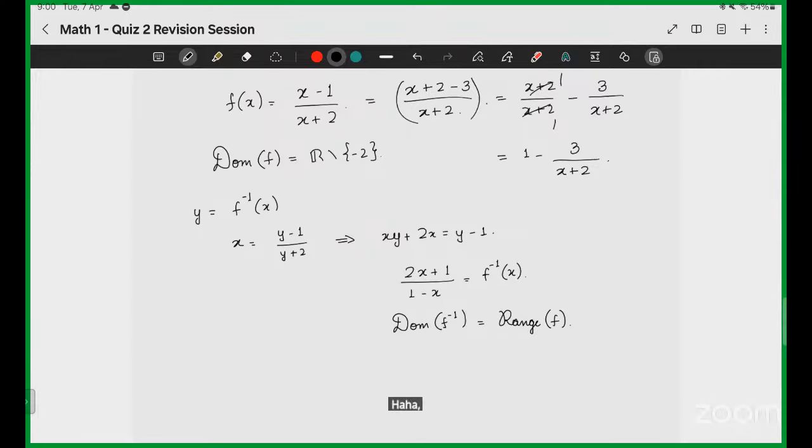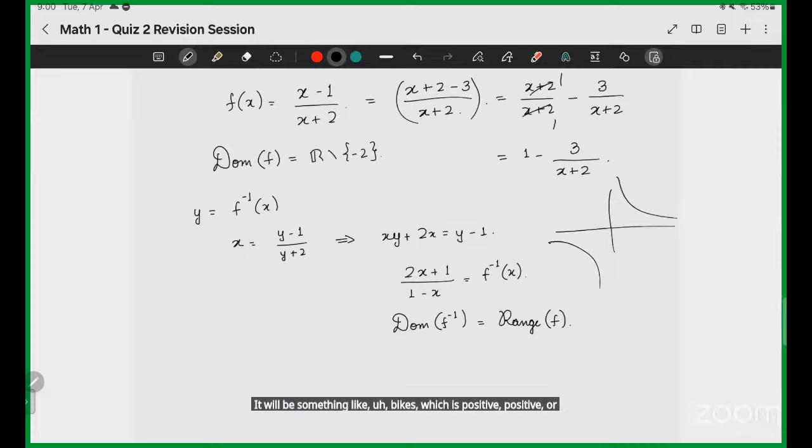Exactly, sir. Because this 3 by x minus 2 cannot be 0. Okay. So if you look at the graph of 1 by x, it will be something like this. Are you aware of the graph of 1 by x? Yes, sir. It's a hyperbola. So the range of that is what? It's just everything other than 0.